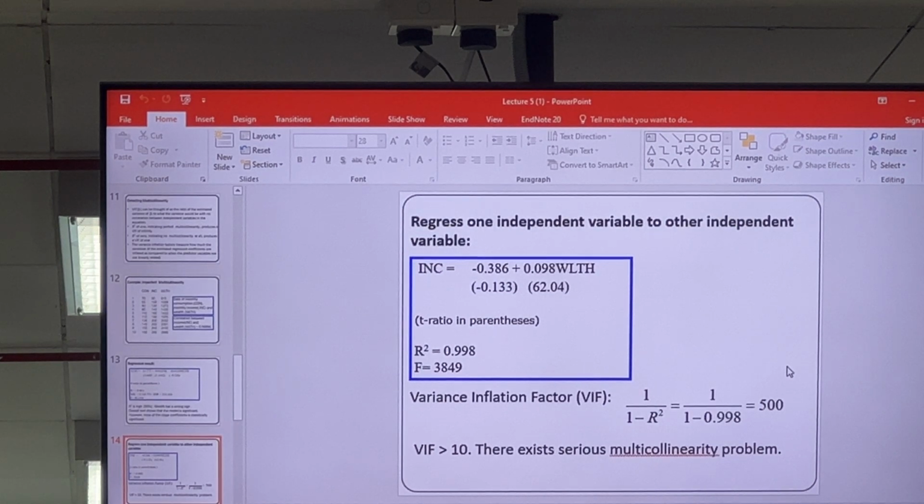So this value is clearly greater than 10, so that indicates that there is very high collinearity between the two independent variables x1 and x2, income and wealth. So there exists a serious multicollinearity problem.